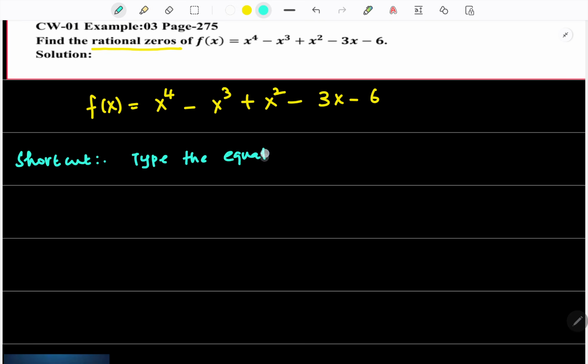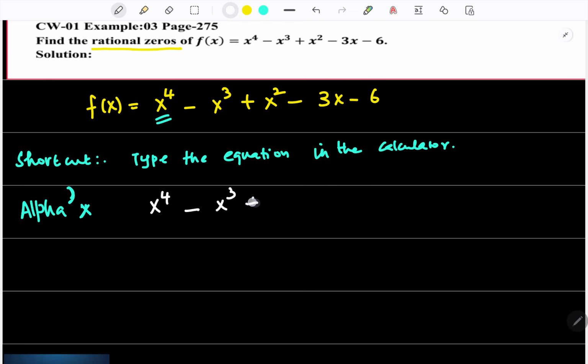What do I mean? Type this equation in the calculator. How to type, teacher, this equation in the calculator? This x you need to type. Where is x? Alpha. There is alpha. Can you see that? Alpha, pink color, right? Alpha, and then press x, which is the bracket. So this is your x. Type x power 4 minus x cube plus x square minus 3x minus 6. Type this in the calculator.